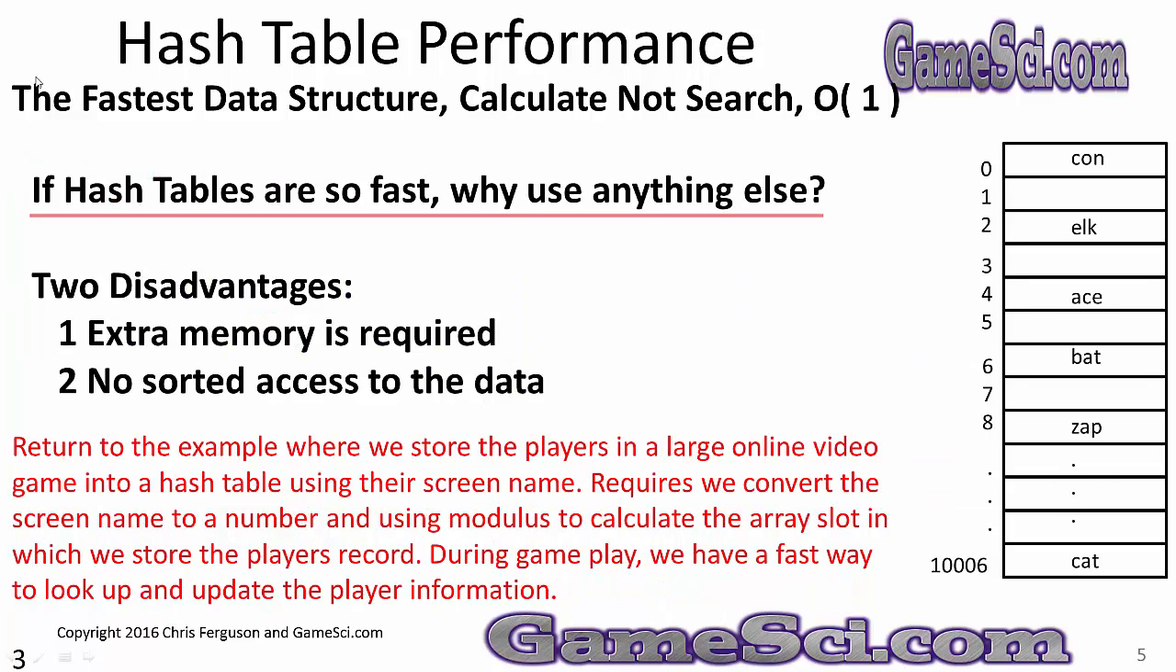If hash tables are so fast, why use anything else? There's 2 disadvantages to hash tables. Return to the example where we store the players in a large online video game into a hash table using their screen names. It requires we convert the screen name to a number and using the modulus to calculate the array slot in which we store the player records. During gameplay, we have a fast way to look up and update player information.